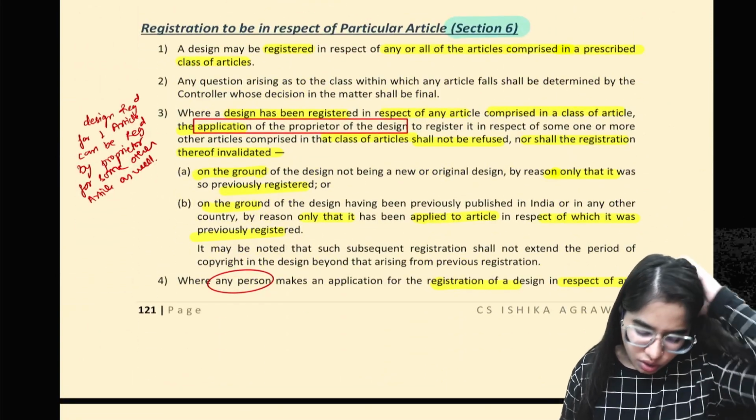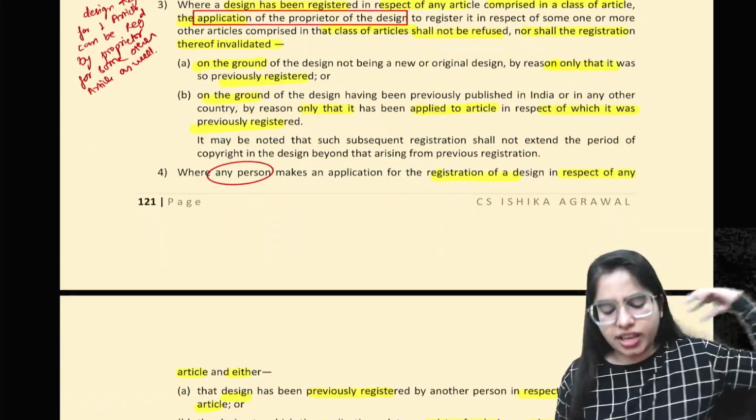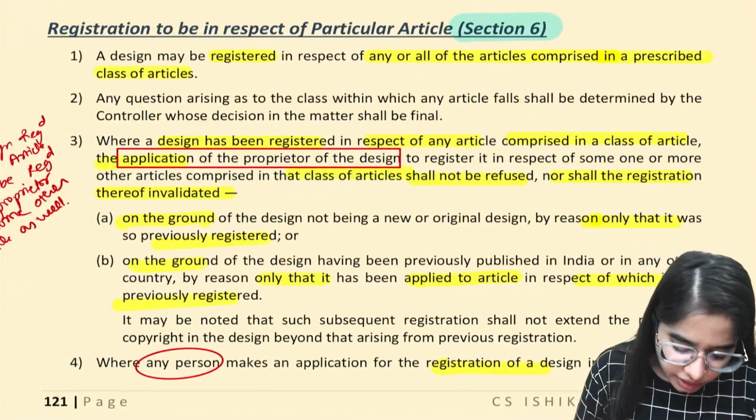This section 6 is not very important. Okay, you can just see over it. You can see over it.